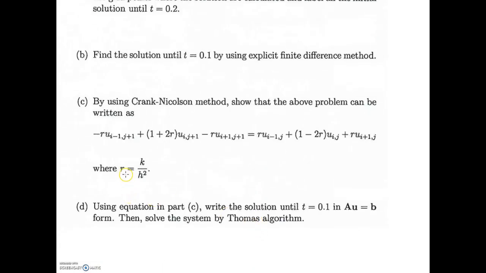And r here is given as k over h squared. For part D, we need to use the equations in part C to write the solutions until t equals 0.1 in the form of AU equals B, and solve the system of linear equations by using Thomas' algorithm.